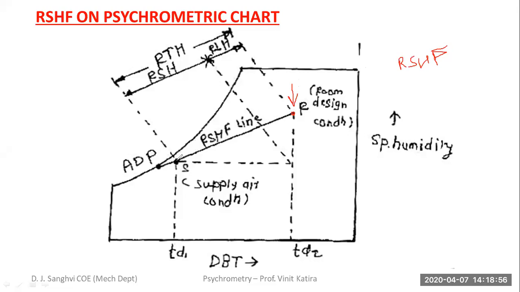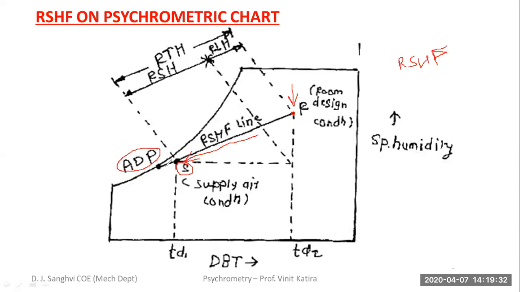So over here, this S is your supply air condition. That is the condition of air that leaves the evaporator coil and enters the room. So this is going to be your cooling and dehumidification process along this line for your room sensible heat and room latent heat. And over here, ADP, everyone knows what ADP is? Apparatus dew point temperature.